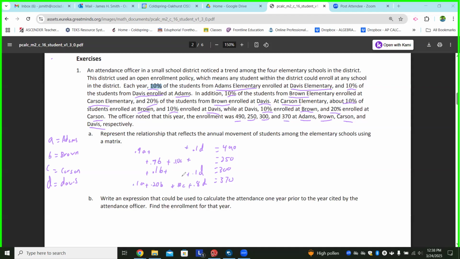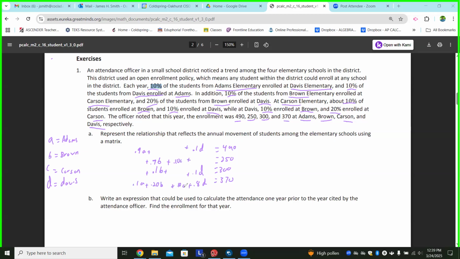Oh, thank you. It's represented A, B, C, and D. Oh, I don't know. No. The columns, I think, are going to equal 1, because this column here is going to represent all of the original atoms now dispersed. This is going to represent all of Brown's now dispersed, all of Carson's, all of Davis. So this is where, okay. Oh, man. All right, so 10% of them went to Brown, 10% of them went to Davis.